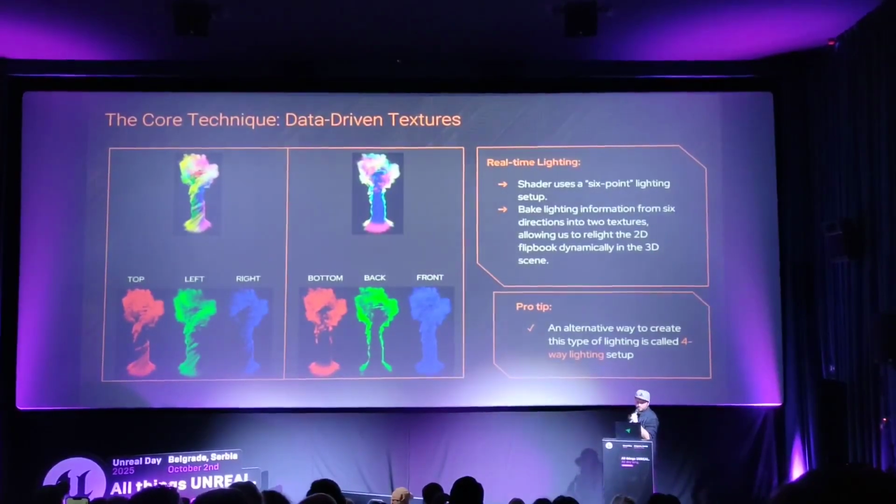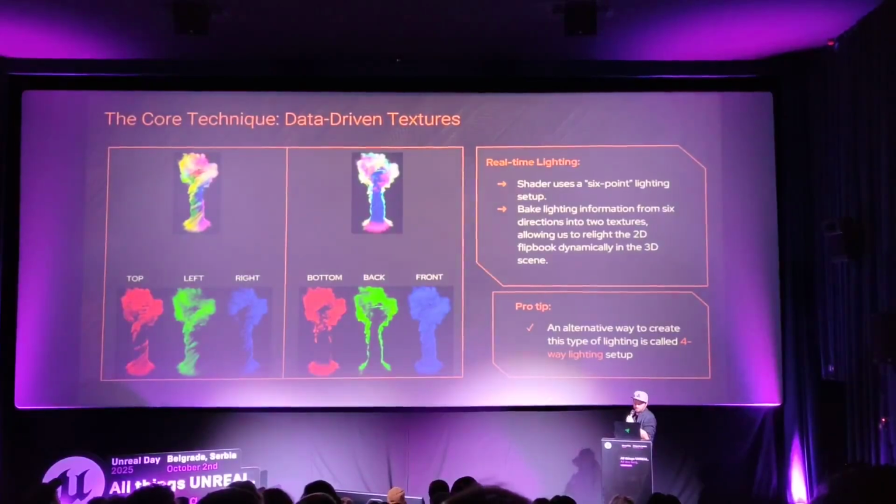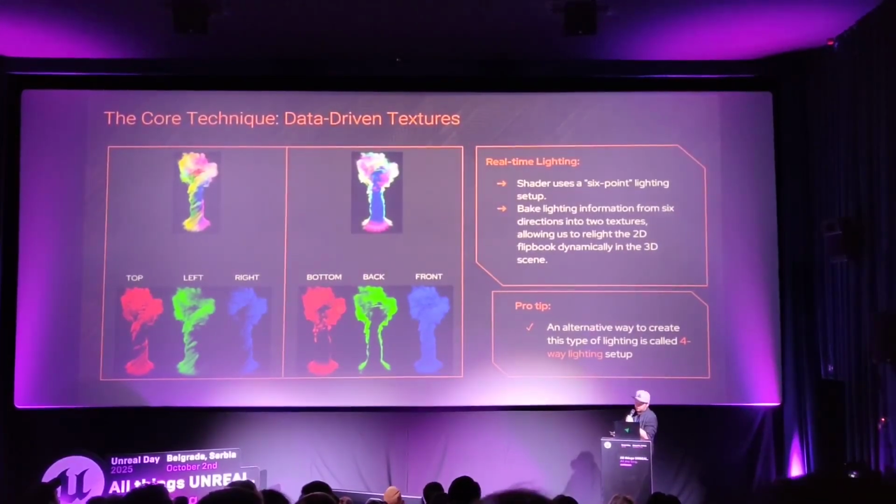So, how do we get these types of textures? We can bake them inside of Houdini, of course, or we can use Embergen, which is much simpler and a lot faster.